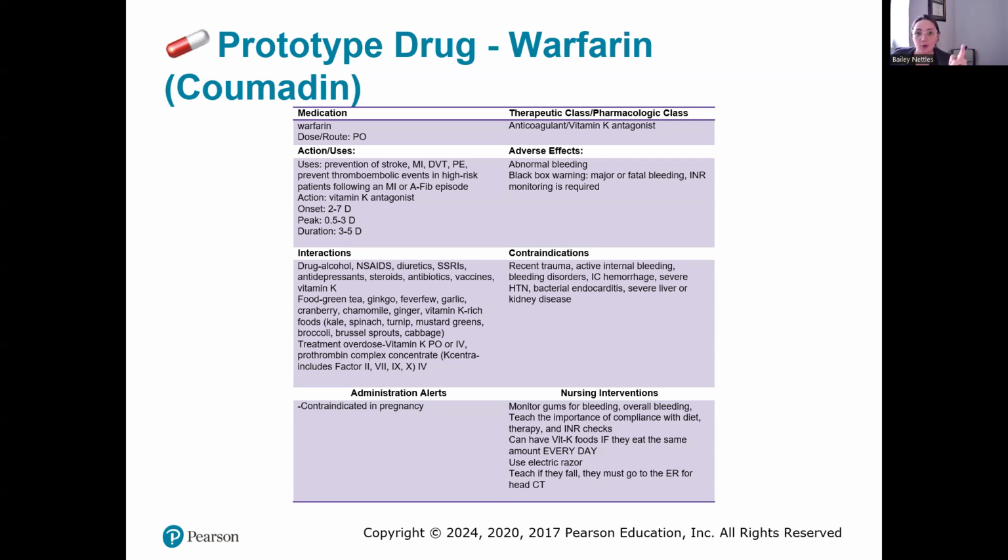But warfarin, it's kind of like DIG. You have to be able to be compliant or you can't take it, okay?